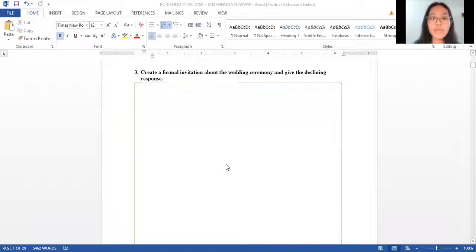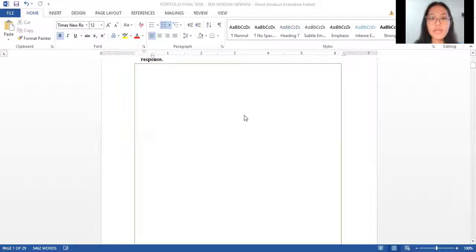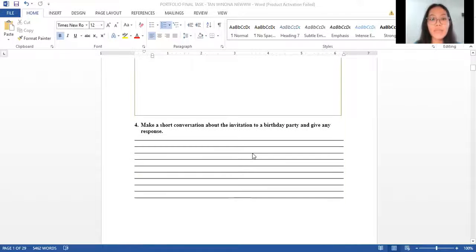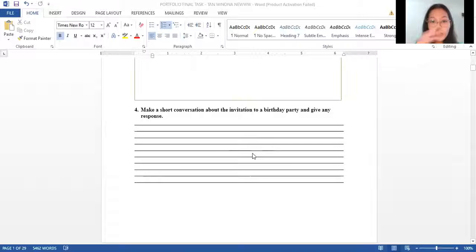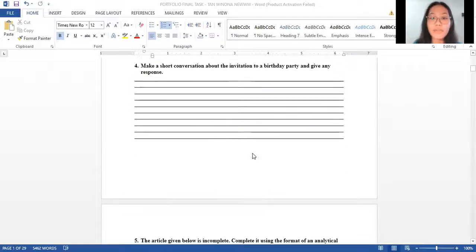And then number 3 is to create a formal invitation about a wedding ceremony and give the final response. And there is a space. You can write down your wedding invitation and give a declining response. And then number 4 is to make a short conversation about a birthday party invitation and give any response.